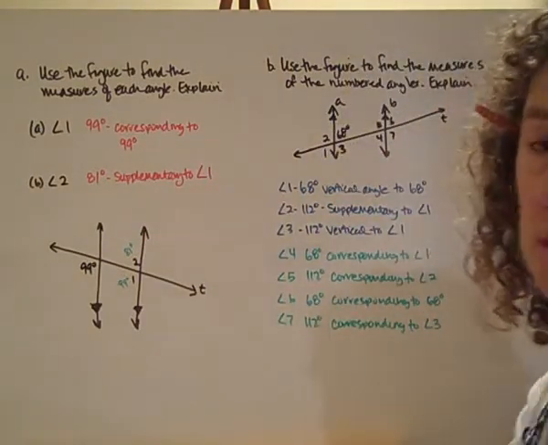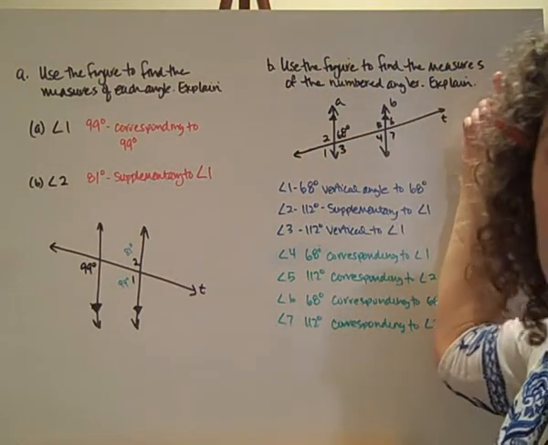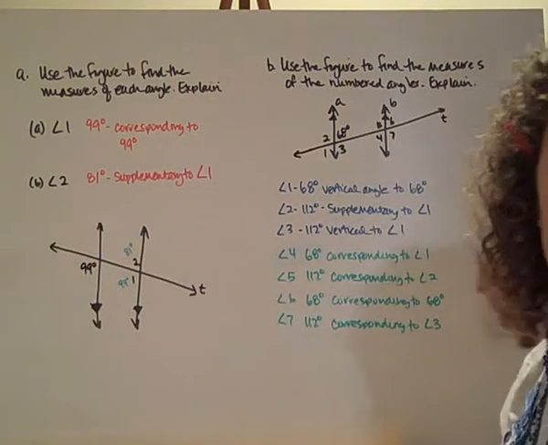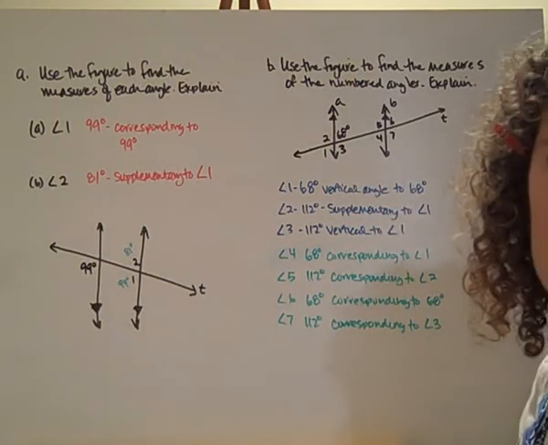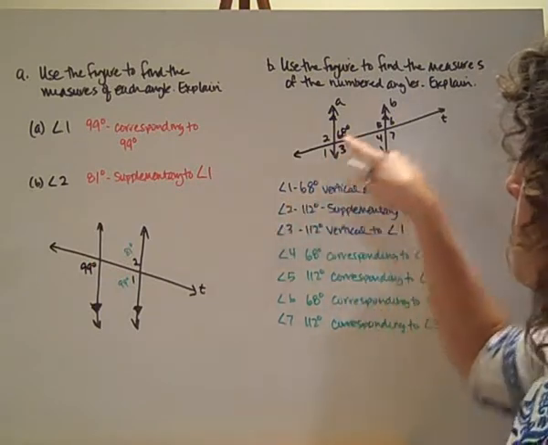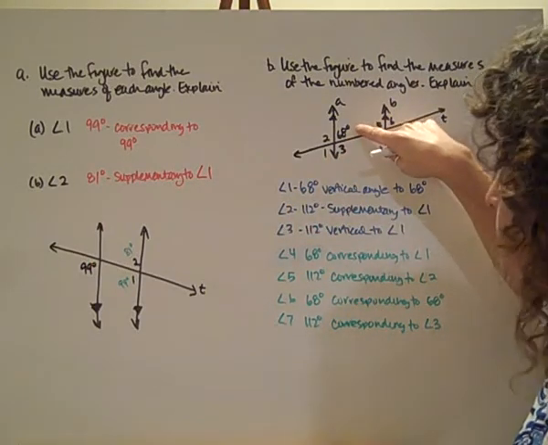All right, let's look at one that has a few more angles to it. Use the figure to find the measures of the numbered angles and explain. So again, explain the same way we have here. Again, as I do this, I'm going to label each of my angles so I remember which one's which. I don't have to keep referring back to my list that I have going here. All right, so this is a 68 degree angle measure in the middle here.